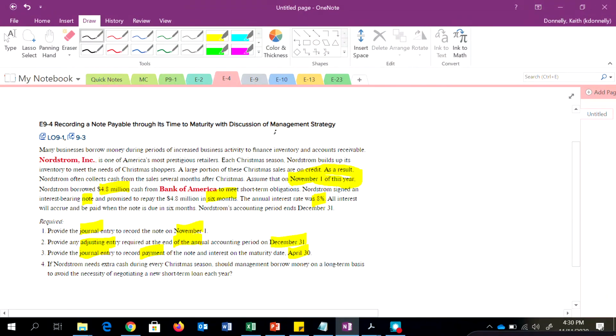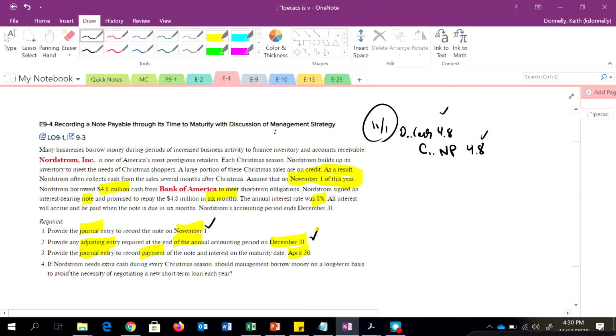So what we're doing here is, looks like on November 1st, we borrowed 4.8 million. So we got cash, debit cash, 4.8 million. We got a note payable here, credit note payable, 4.8 million. Our debits equal our credits. That's great. We got journal entry 1, first requirement done.